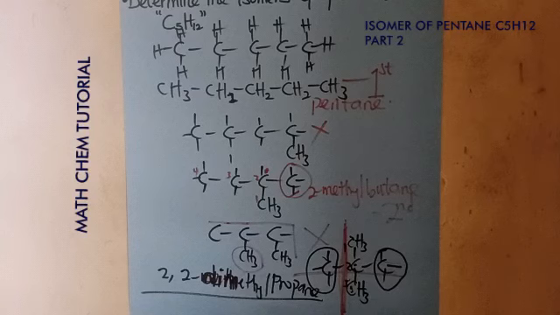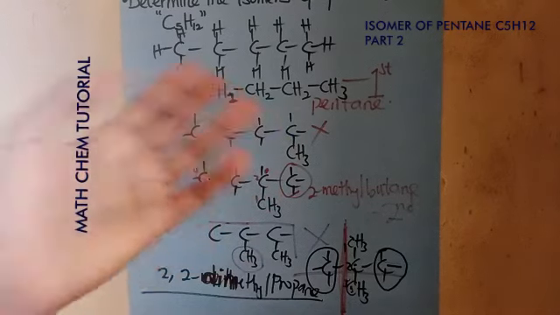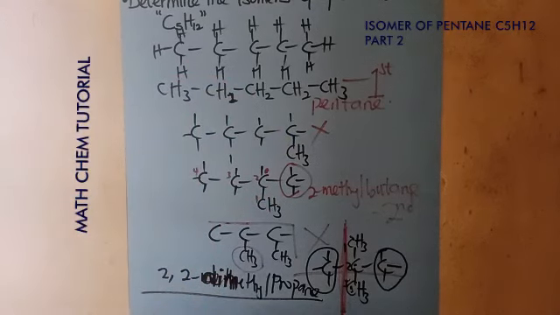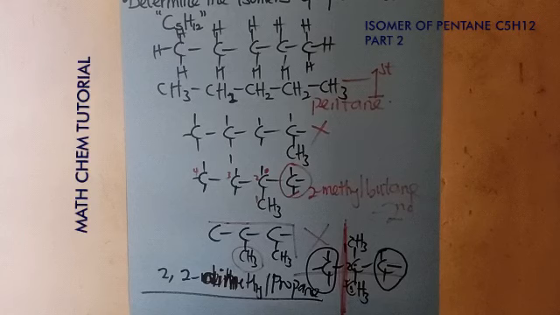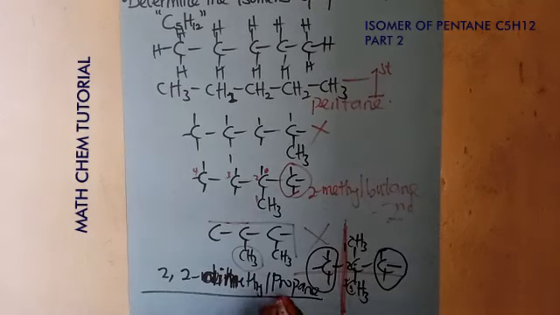What are the 3 different names we have? We have the name of pentane. We have the name of 2-methyl butane, and we also have the name of 2 dimethyl propane. That's it. This is the third one.